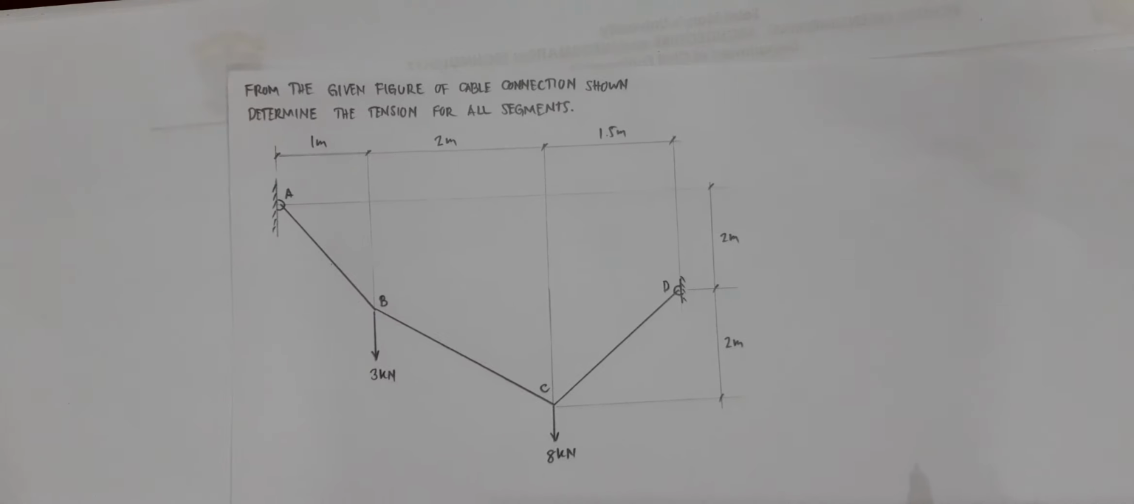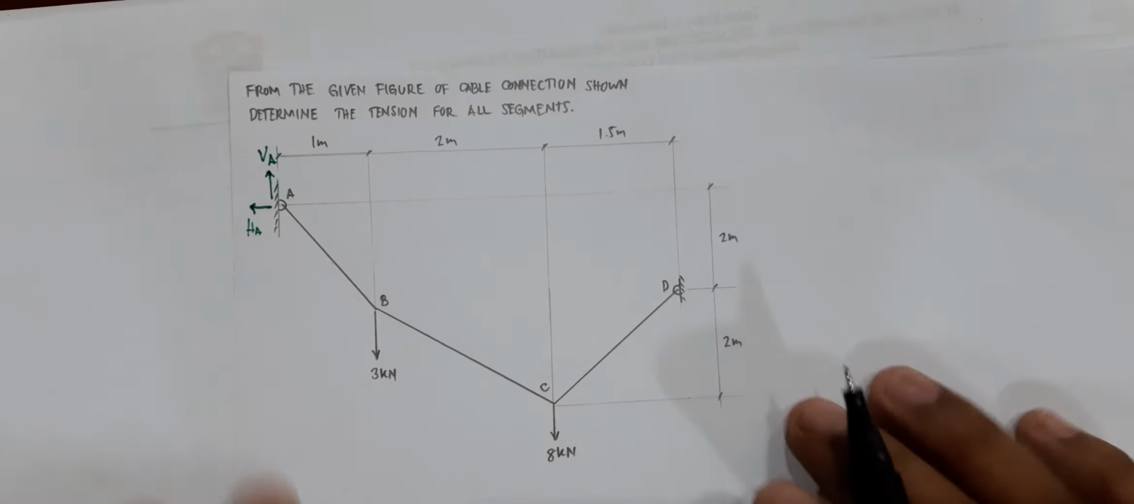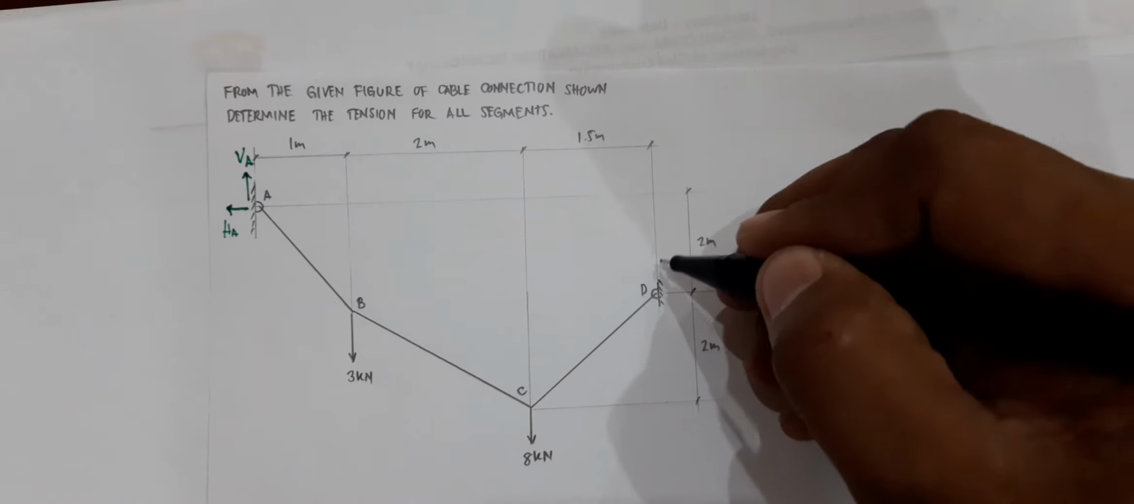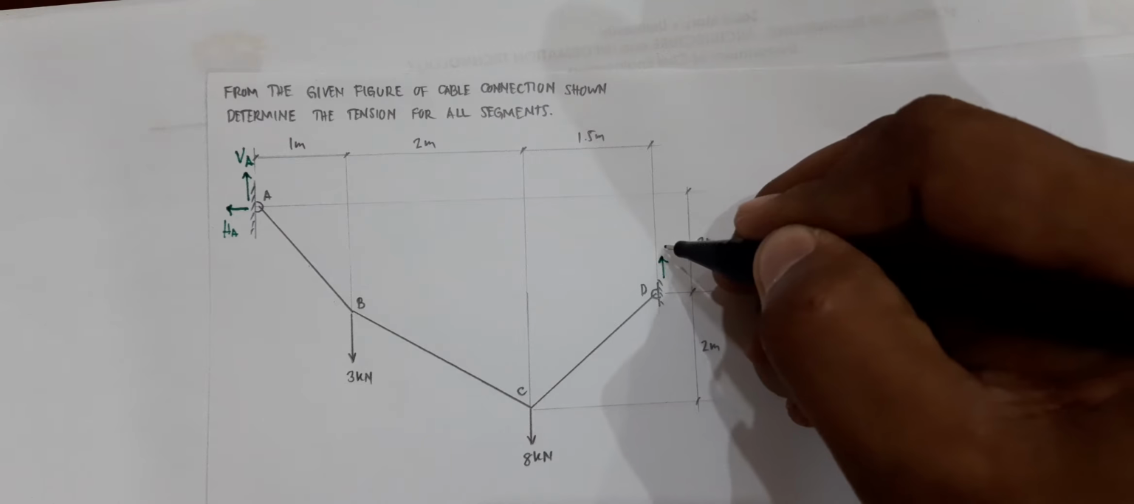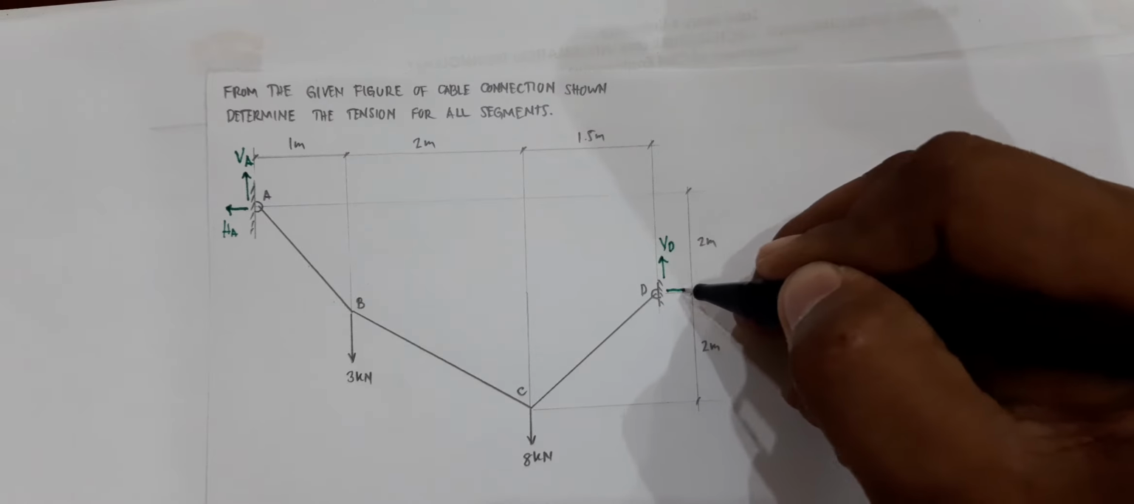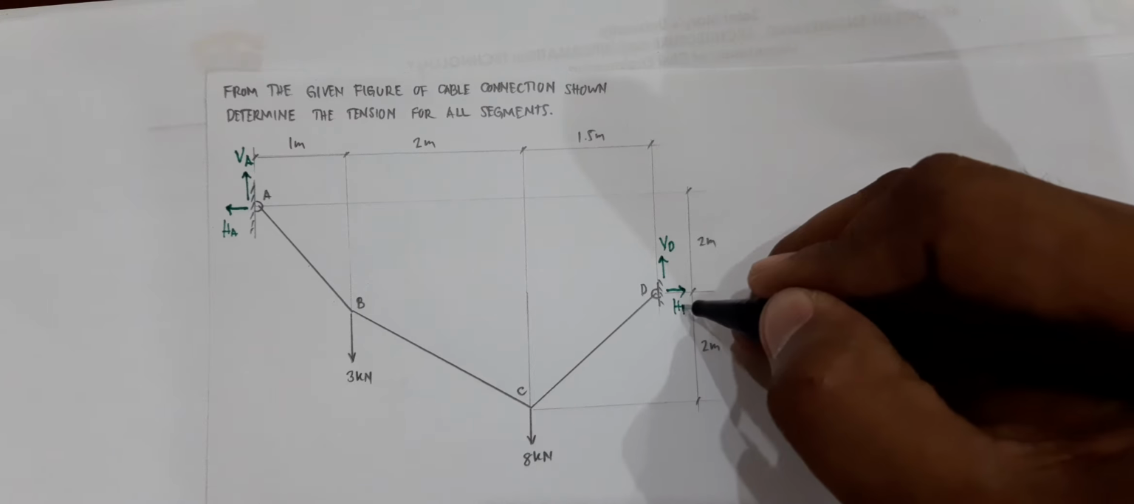loaded with two concentrated loads. You have 3 kilonewtons at B and then 8 kilonewtons at C. Now, your cable system is supported by a pin at A and D. So basically, you would have here a vertical reaction at A and then a horizontal reaction at A. Let's denote this one as VA and then this one as HA. Same is true for D. You would have here a vertical reaction at D, which we denote as VD, and then a horizontal reaction at D, which is HD.